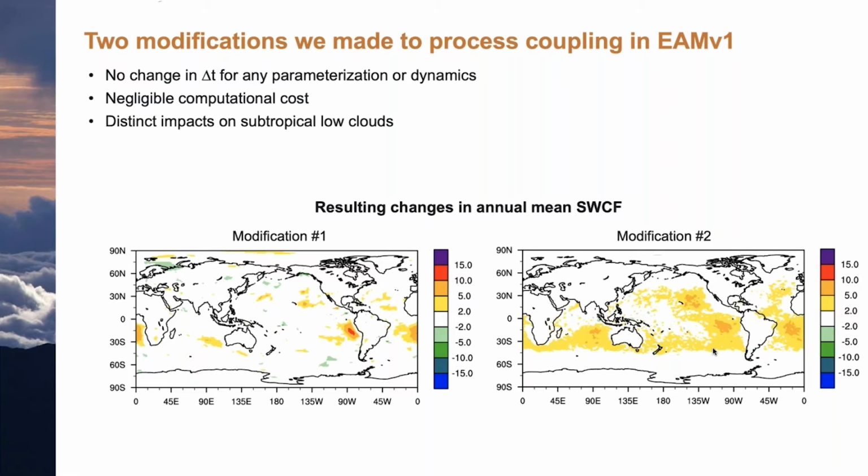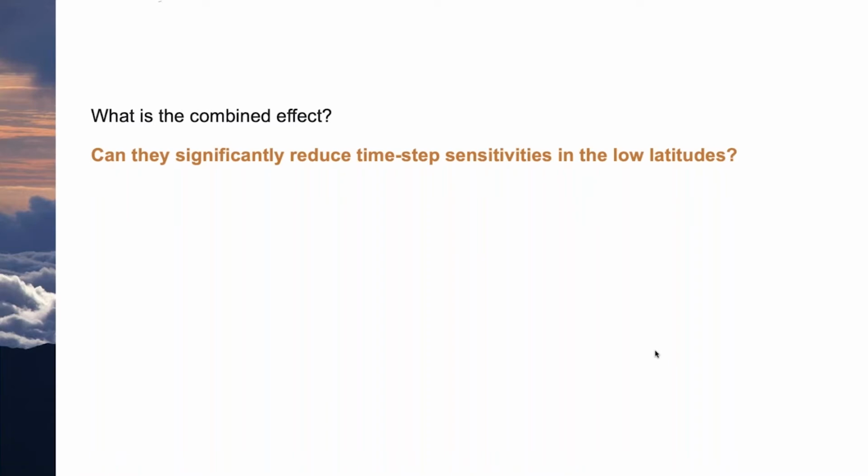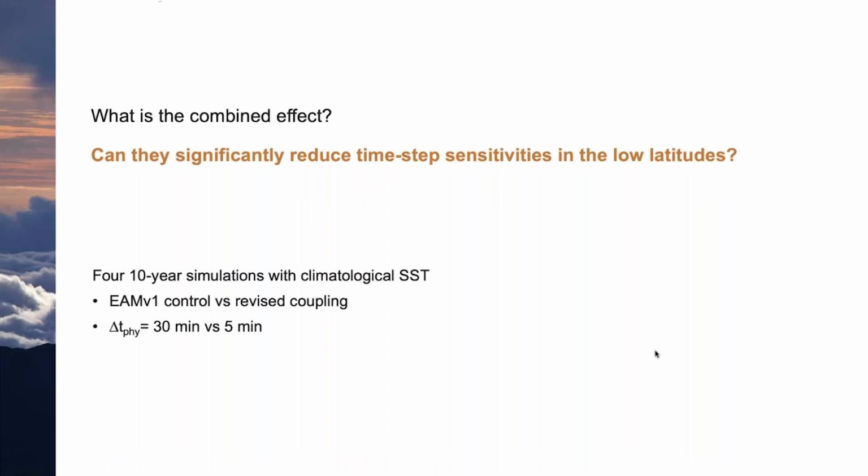Due to the time constraint, I plan to skip the explanation of what exactly we did in these two modifications and why the model is behaving this way. But these results did trigger the following questions. So if we put these two together, what is the combined effect? And more importantly, if we put these two together, can we see significantly reduced time step sensitivities in the low latitudes? In order to answer these questions, we carried out a series of 10-year simulations with prescribed climatological SST.